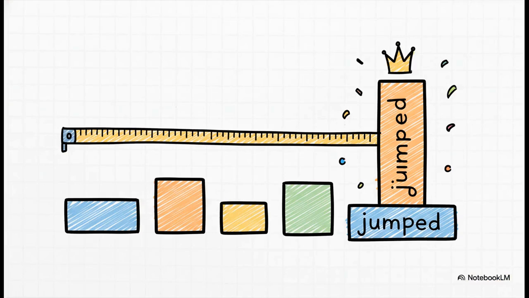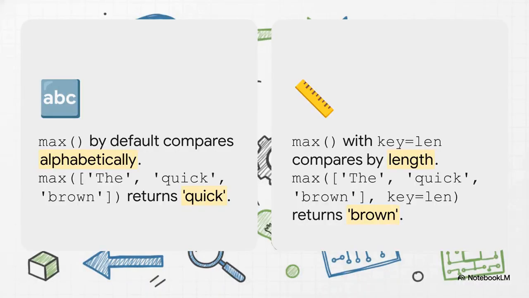The challenge itself sounds pretty simple, right? Find the longest word in a sentence. I mean, we can look at the quick brown fox jumped and see that jumped is the winner. The real question is, how do we tell Python to judge these words by their length and not by, say, alphabetical order? Okay, check this out, because this is where a little bit of Python knowledge is like a superpower.